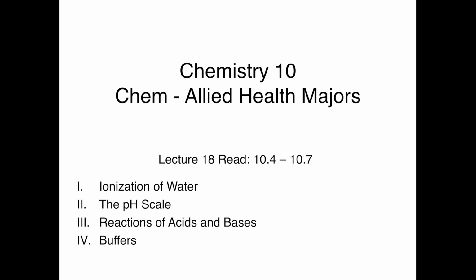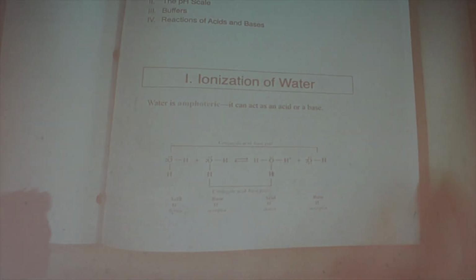In this lecture, we have 4 parts. The first part is ionization of water. We will see how water can react with one another and form different ions, hydronium and hydroxide ions. And from that, we can calculate the concentration of hydronium in order to tell the pH. That's going to be covered in section 2, the pH scale. In the third section, we would look at different reactions between acids and bases. And finally, we will end our discussion of this chapter talking about buffers.